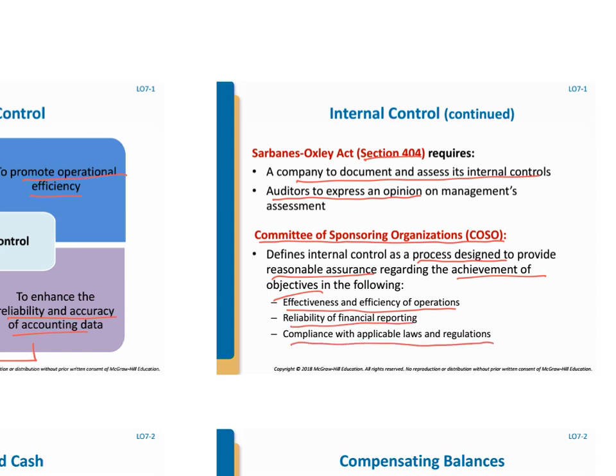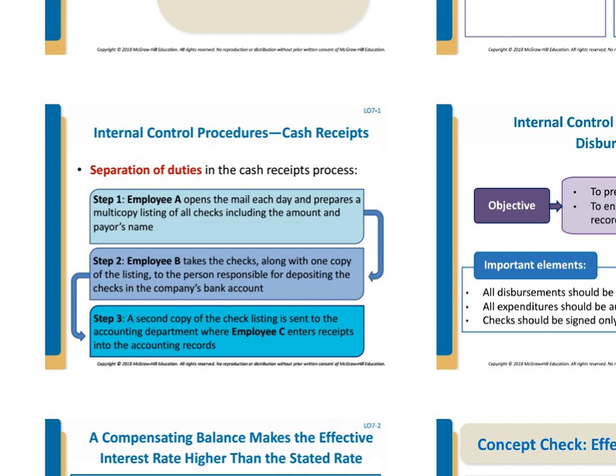applicable laws and regulations. When considering internal controls as it relates to cash, remember that cash flows 2 directions. Cash comes in as cash receipts and cash goes out as cash disbursements. We have to consider both directions in which cash flows when considering internal controls. Let's start with cash receipts. Remember, whether we're talking about cash receipts or cash disbursements, one important aspect of internal controls as it relates to cash is separation of duties.